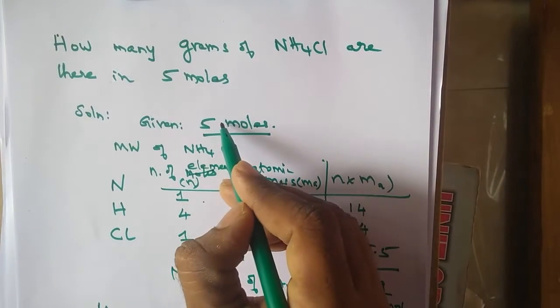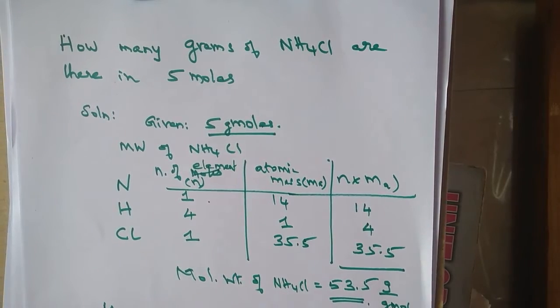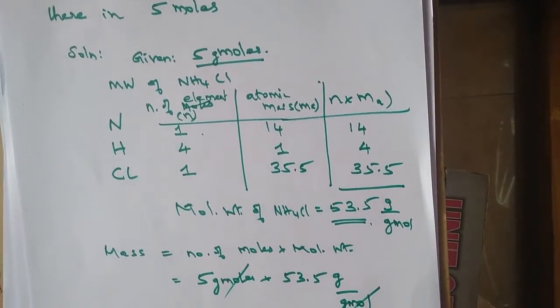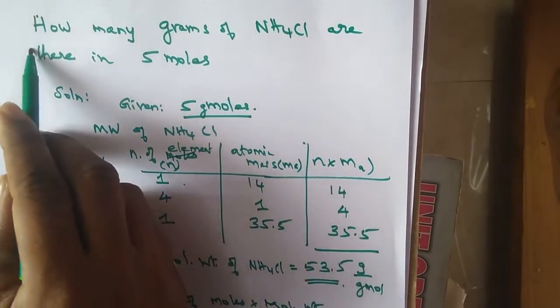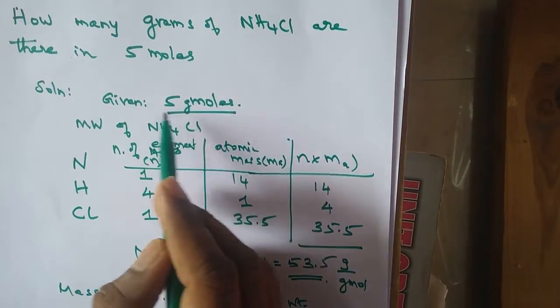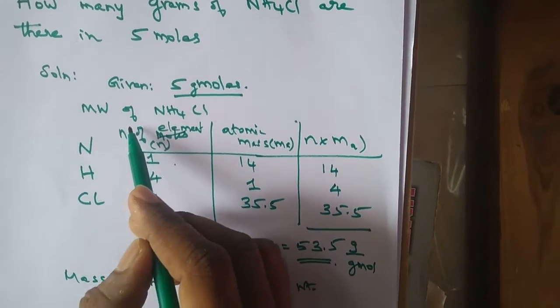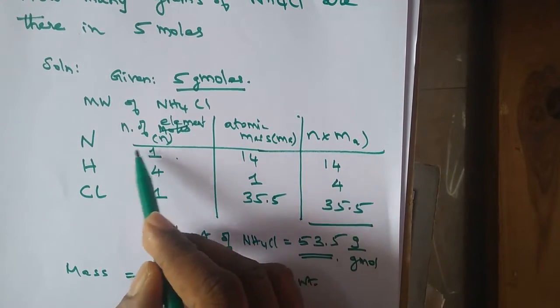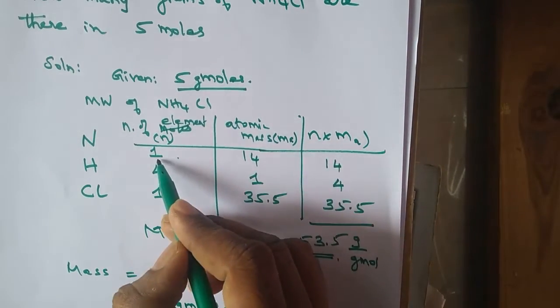So we have these 5 gram moles. The gram mole will get cancelled, so we will get grams as the answer. So that is the question: how many grams of ammonium chloride are there in 5 moles? We have written the given data, 5 gram moles. Number of elements we have written down first: 1 nitrogen, 4 hydrogen and 1 chlorine atom. So the atomic masses we have written.